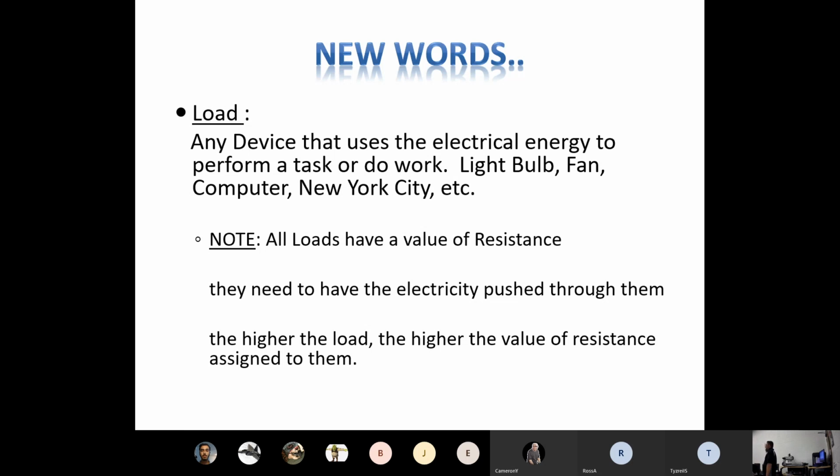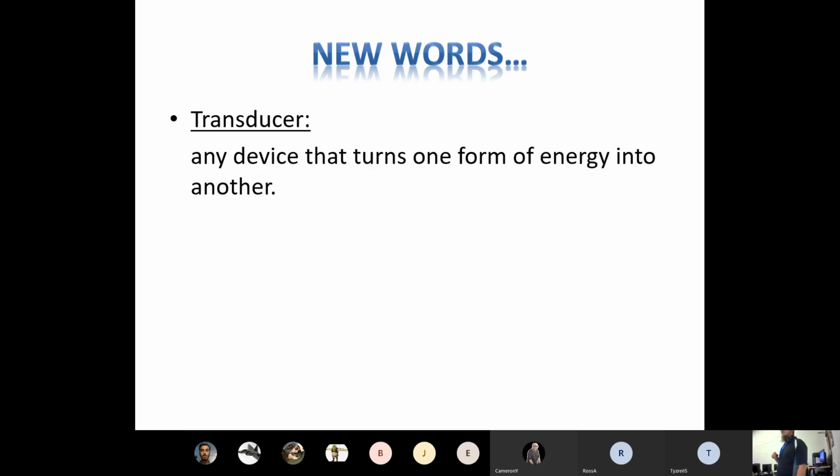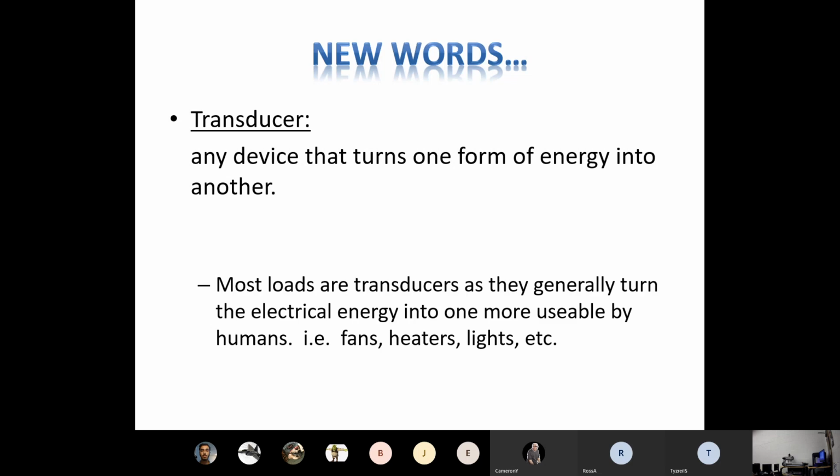Very good. That is load. Transducer is the next one. Any device that turns one form of energy into a different type of energy. So what are some examples? What can we produce electricity from? What do cars run on now? Gasoline or electric current, and that's a chemical reaction. You've also got things like solar power, where you're taking the light energy from the sun and creating electricity through that. It's converting, not creating. So it's converting that kind of energy into another form.